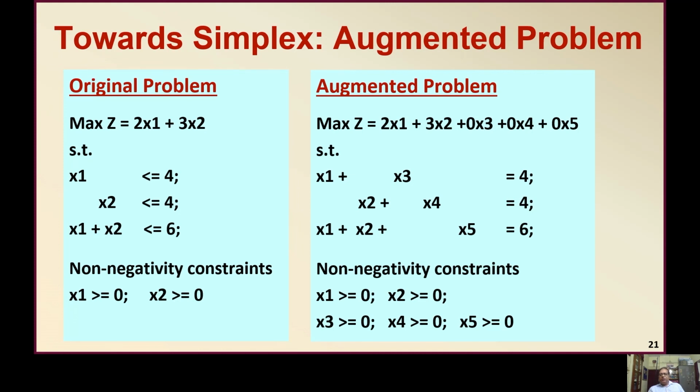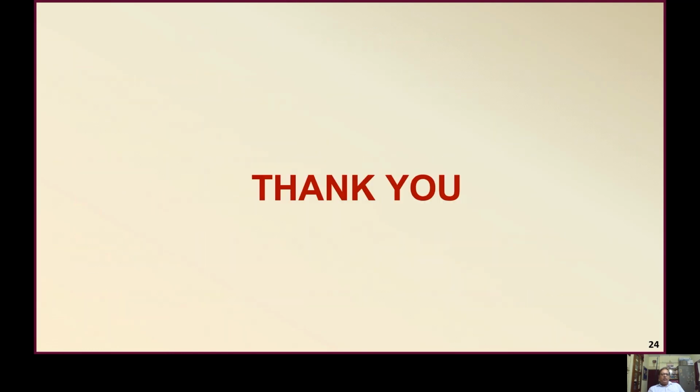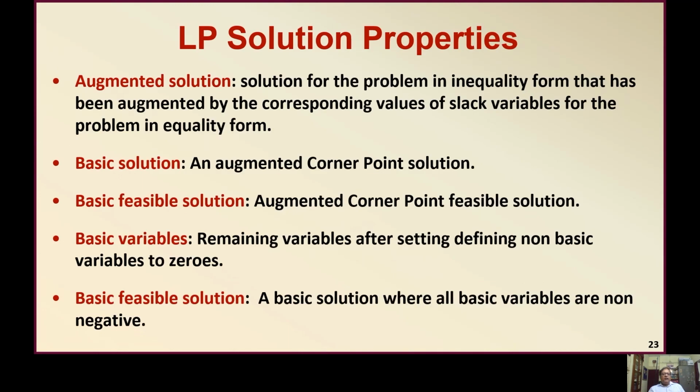When you put them to zeros, you are going to get what is known as the basic solutions. And these basic solutions will correspond to the corner point solutions of the original problem. By using the non-negativity constraints, we can find the feasible solutions from the basic solutions. And we actually know that one of the basic feasible solutions will be the optimum solution, right? So that is what exactly we are going to do.